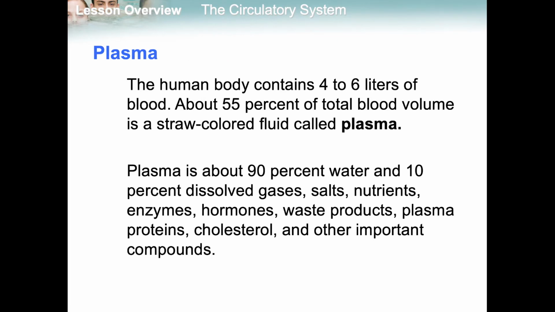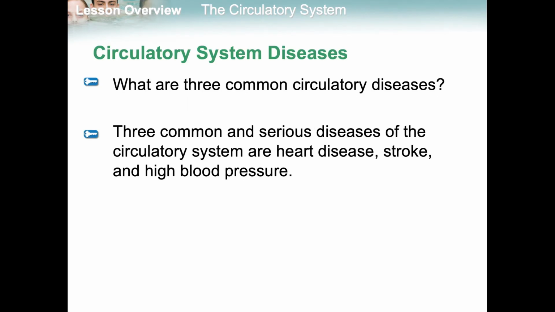So the human body contains about 4 to 6 liters of blood. If you want to picture that, think about the soda bottles they usually have at parties. The 2-liter ones, it's about 2 or 3 of those. That's how much blood you contain in your body. About 55% of that total blood volume is a straw-colored fluid called plasma. Plasma is about 90% water and then a bunch of different dissolved gases, salts, nutrients, and things like that. So most of your blood is plasma. The rest is red blood cells and stuff like that.